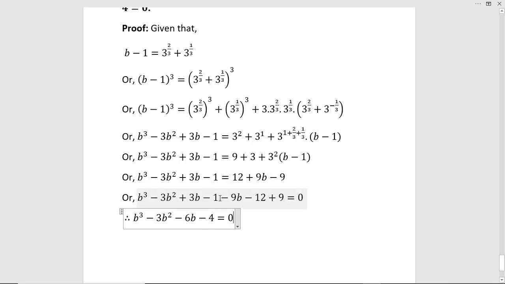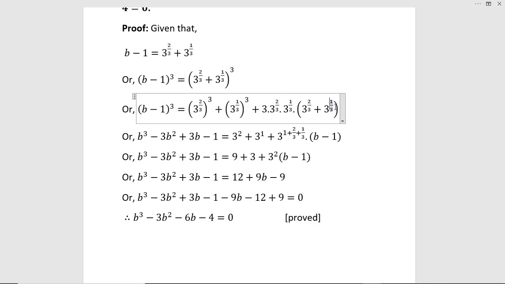-12 and -1 is -13, and +9 equals -4, so -4 = -4. So this was to prove, and we have successfully proved this. We have to just remember that here we will have 3 to the power 1 by 3. So this is the solution.